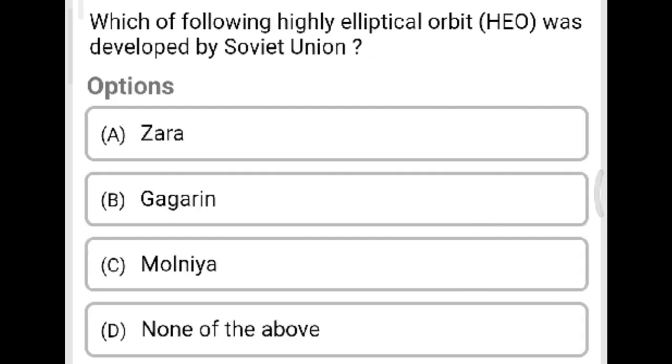Next question, which of the following highly elliptical orbit HEO was developed by Soviet Union? Option A Zara, option B Gagarin, option C Molonia, option D none of the above. The correct answer is option C Molonia.